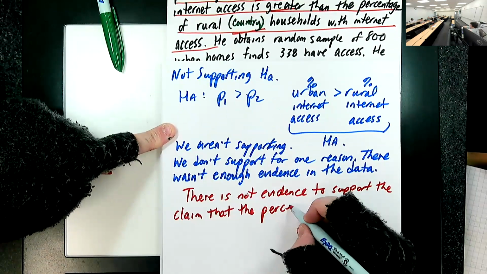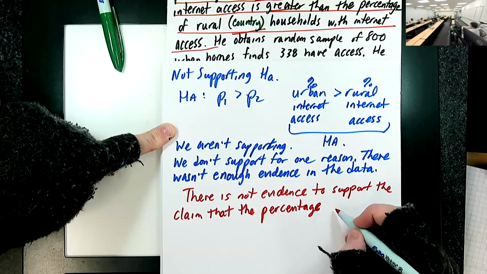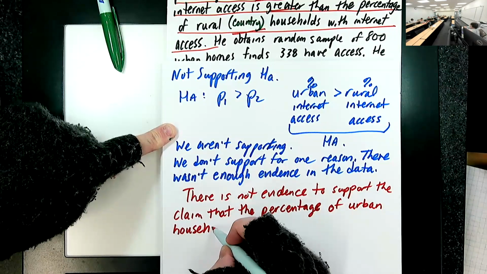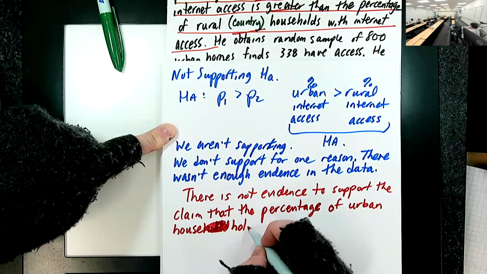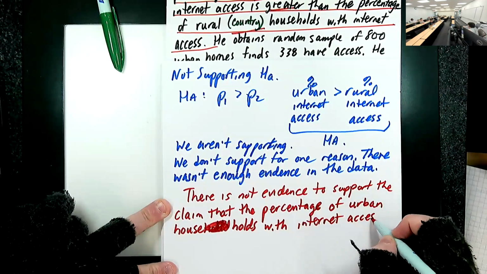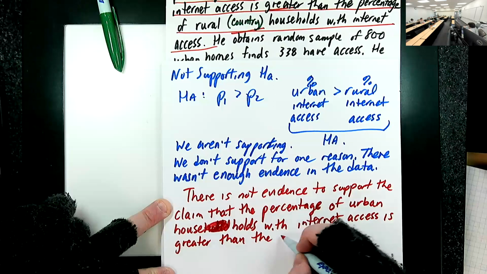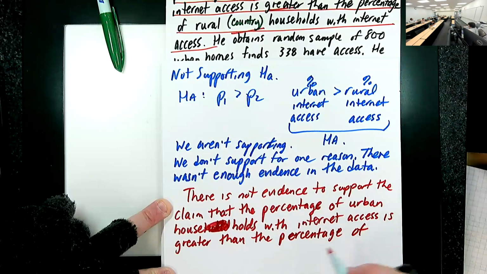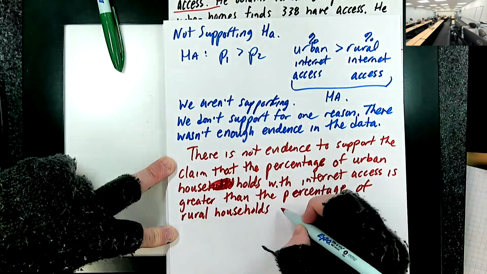That the percentage of, so I only have so much room on screen, I gotta make sure both show, but you have the other part written above. I'm literally copying what I had written above. That the percentage of urban households, I messed up households, with internet access is greater than the percentage of rural households with internet access.